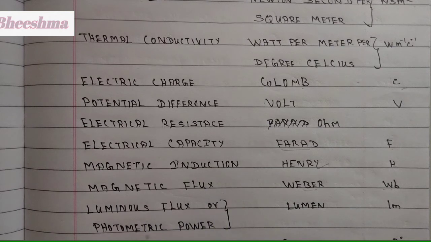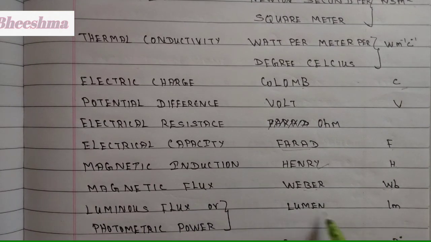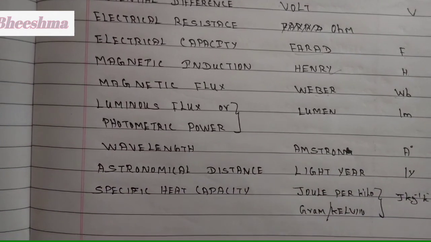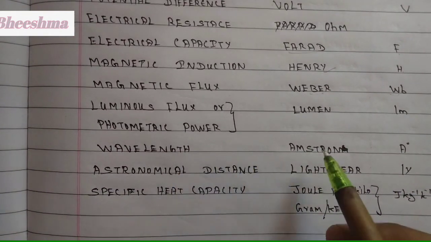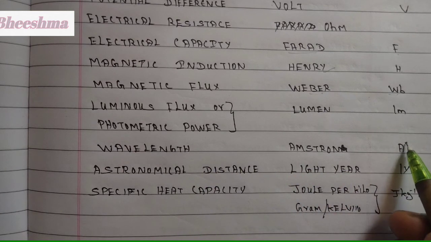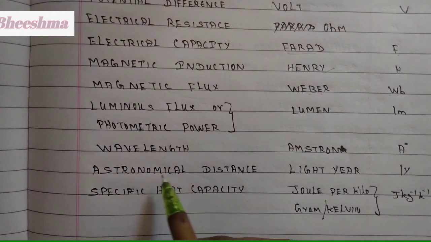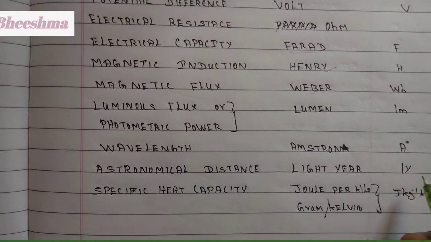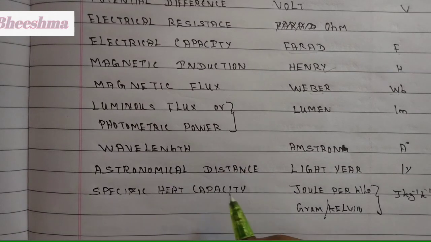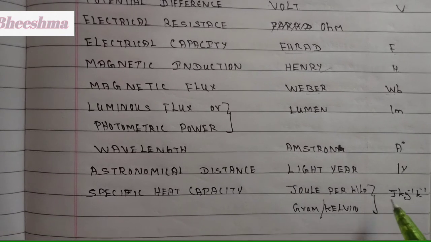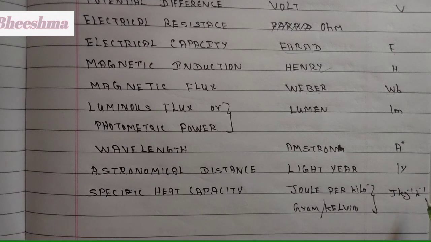For luminous flux or photometric power, lumen, the symbol is lm. For wavelength, Angstrom, that is A with a small circle on top, uppercase. Astronomical distance, light year, ly. Specific heat capacity, joules per kilogram per Kelvin. The symbol is J kg power minus 1 K power minus 1. I hope this is useful to you.